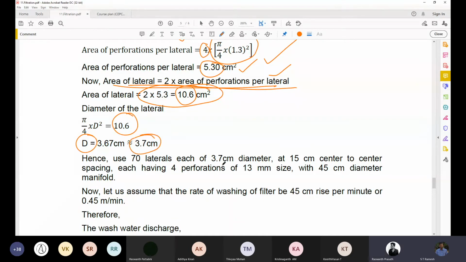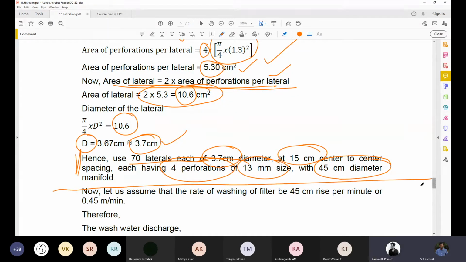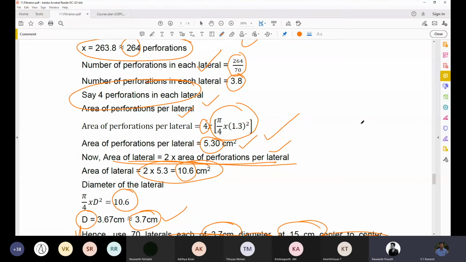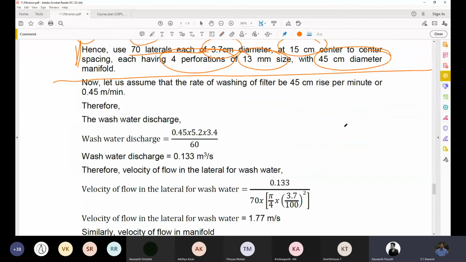Now you can write a statement like: 70 laterals, each of 3.7 centimeter diameter and 15 centimeter center to center spacing, and 4 perforations in each lateral of 13 mm diameter size, with 45 centimeter as the manifold. Is it okay? Yes, sir. This is important: check how to calculate the diameter of the manifold, diameter of the lateral, number of laterals, number of perforations, and the length of each lateral pipe in both directions.